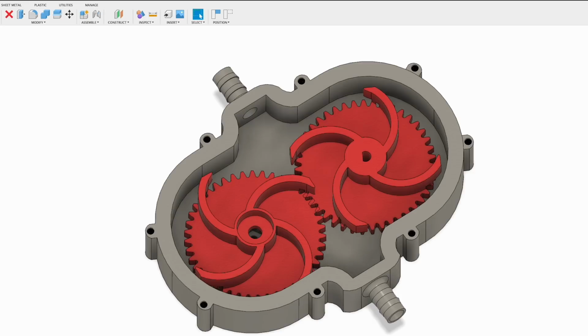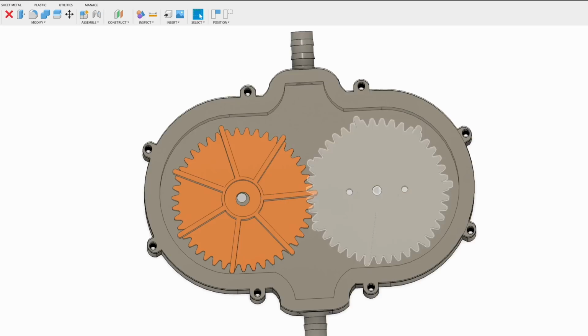Before going to this, let me remind that I designed other type of impellers for this dual impeller pump.